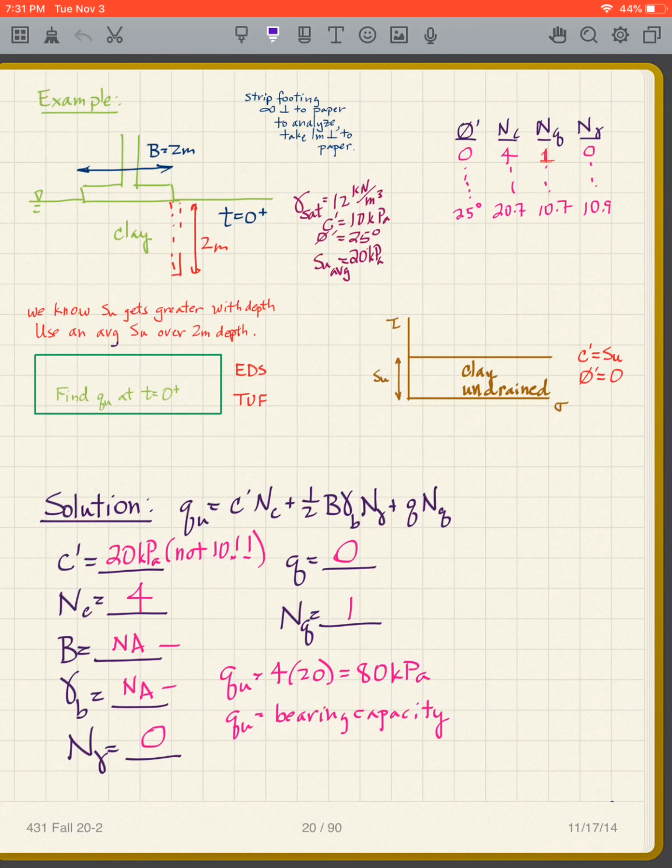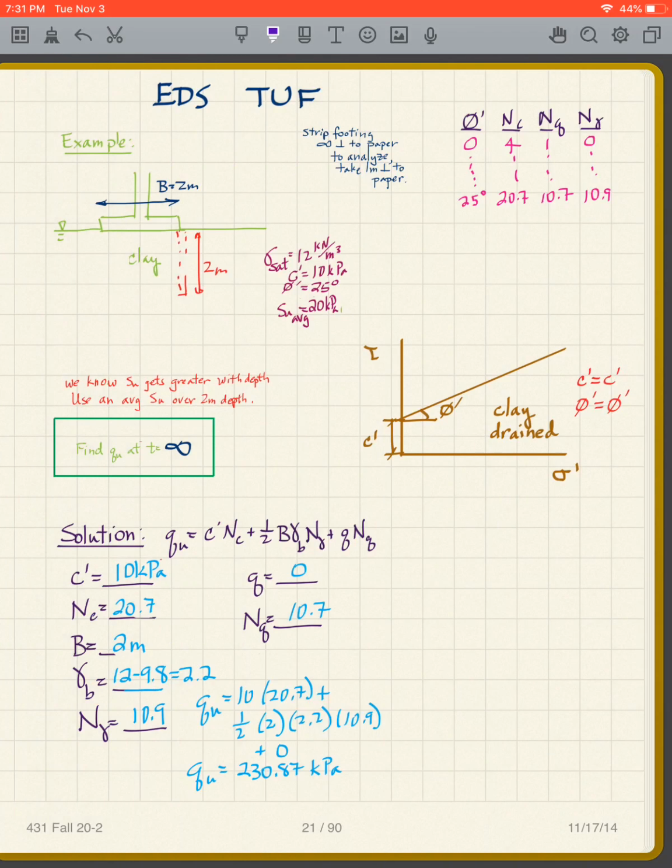So what do we see? Well, the situation is much worse immediately after t equals 0 plus than at t equals infinity. So if this is going to fail, it's going to fail immediately after we load it, more likely than it's going to fail 50 years later. Which is good, because we don't want things to be standing for 50 years and suddenly fail.